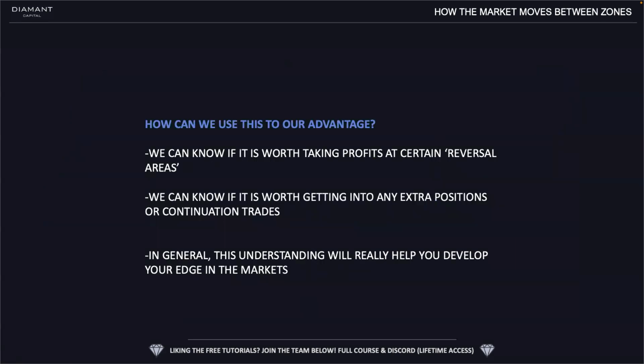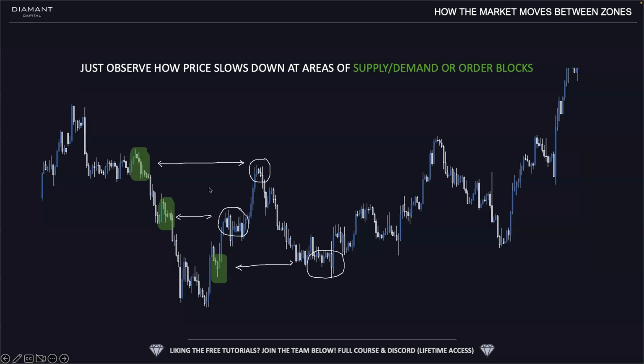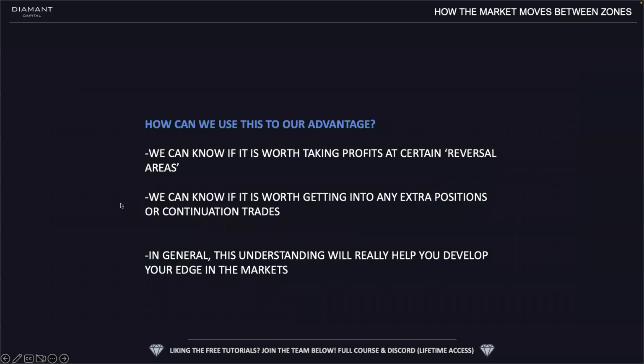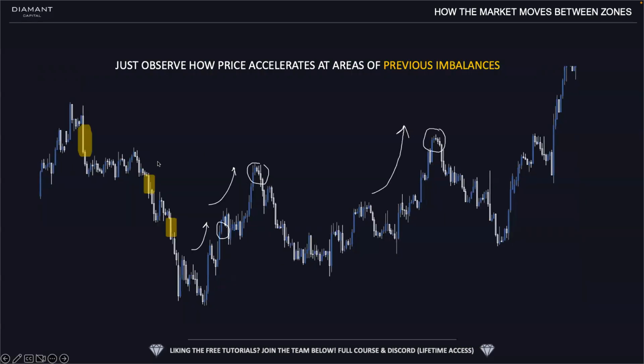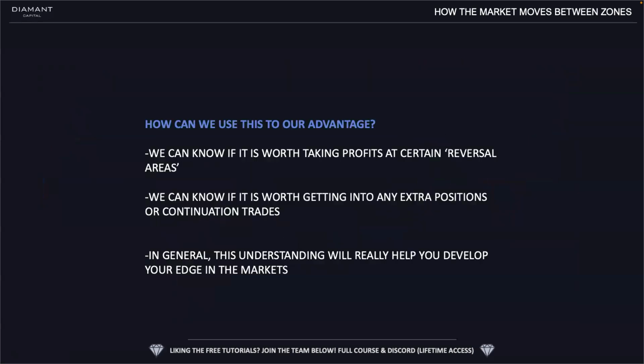Now, how can we use this to our advantage? Obviously, we can know if it's actually worth taking profits at certain reversal areas. Just for simple analysis, a reversal area we could say here is the supply and demand area. We can also know if it's worth getting into any extra positions. So this could also be termed as the continuation trade, because you might be in some very nice buys. But once you're optimistic that we are feeling this imbalance to the upside, you could say that, okay, price is pretty safe that it's going to be moving to the upside.